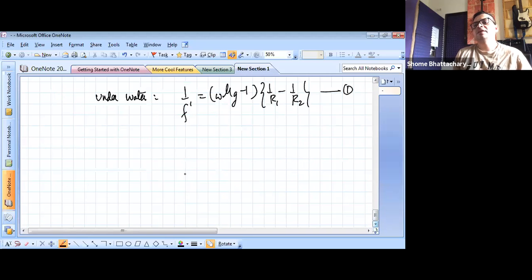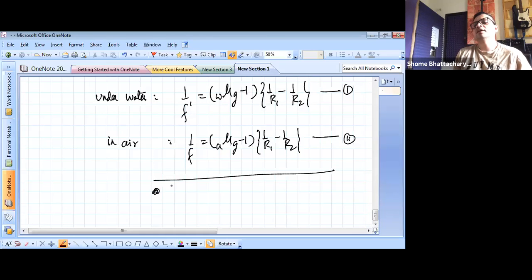Whereas if we compare in air, f goes refractive index of glass with respect to air minus 1 into 1 by R1 minus 1 by R2. So now we don't need to do the calculation again. What we can do is just divide equation 2 by equation 1. Just divide this by this. So we get f prime by f. So we're dividing the second one by the first one. Is refractive index of glass with respect to air minus 1 divided by refractive index of glass with respect to water minus 1. And this thing you already know, this we have to find out.